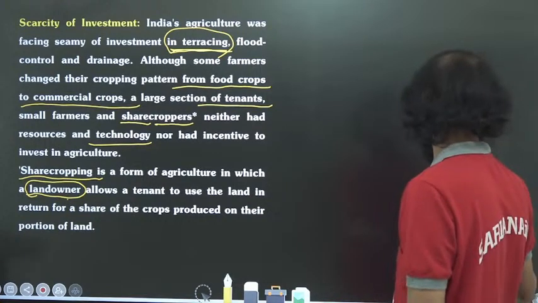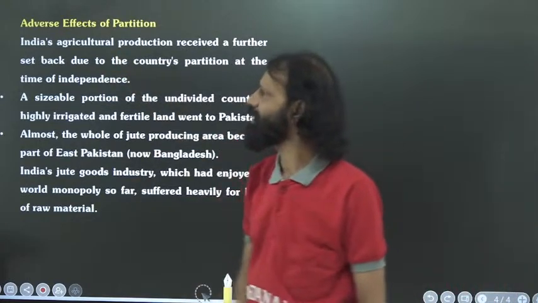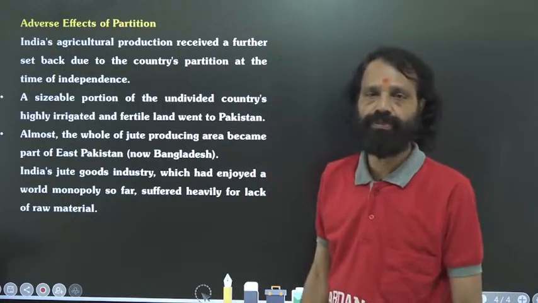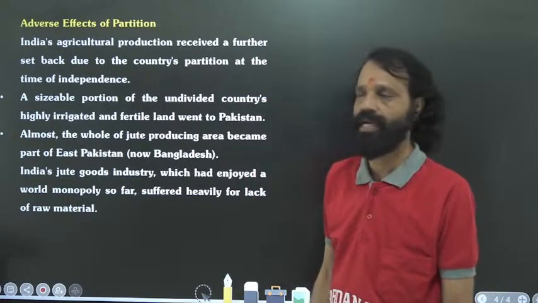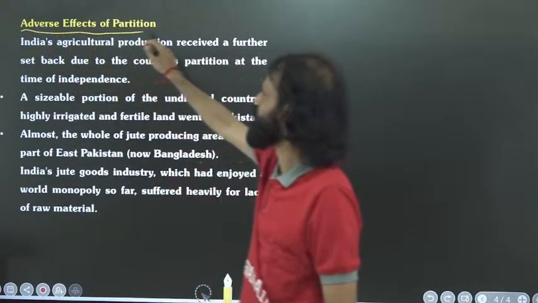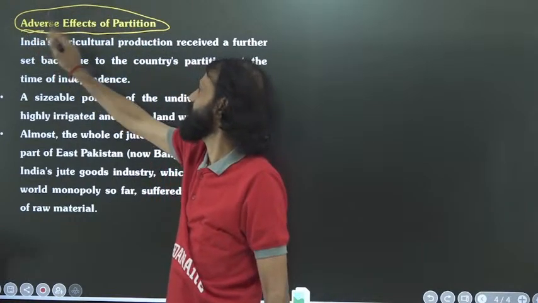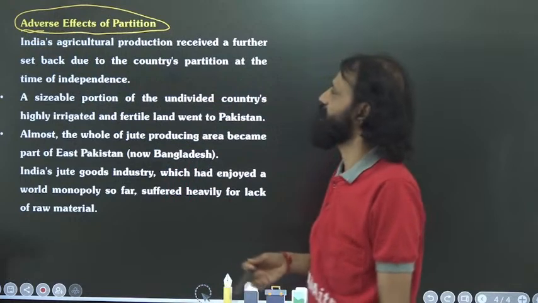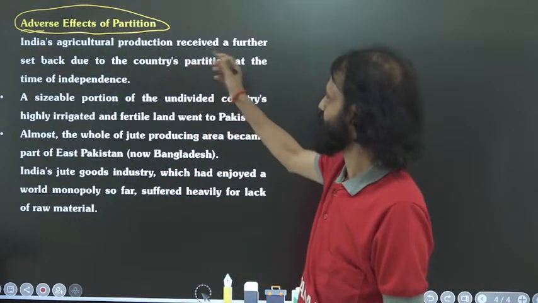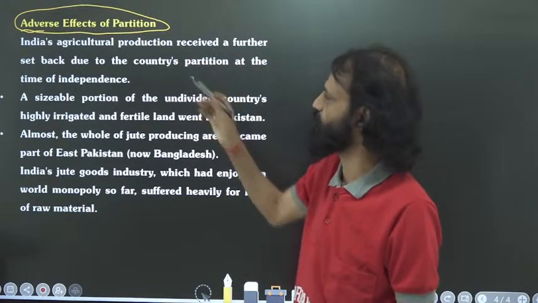Okay, we can move on to the next point. Adverse effect of partition. Partition means what? India was divided into two countries, Pakistan and India. So what is the adverse effect? What happened? The partition affected India adversely. India's agricultural production received a further setback due to the country's partition at the time of independence.